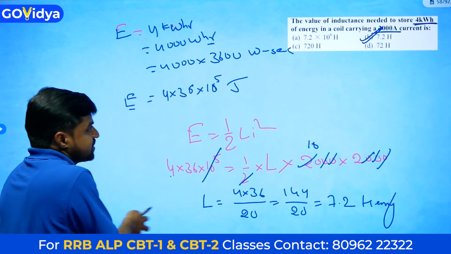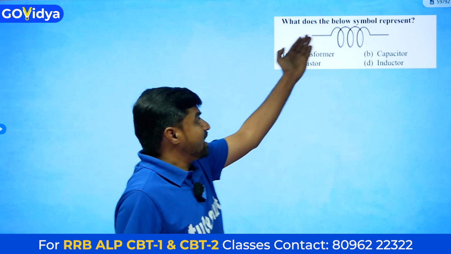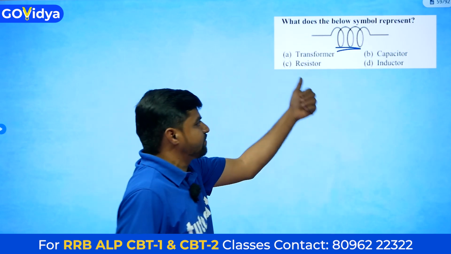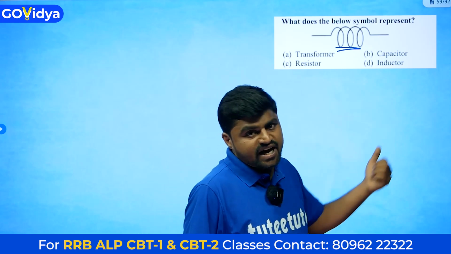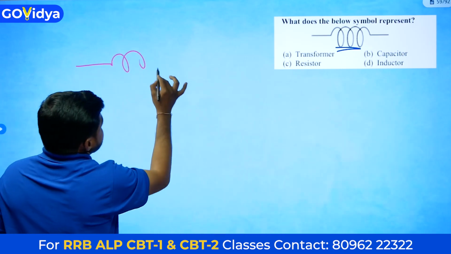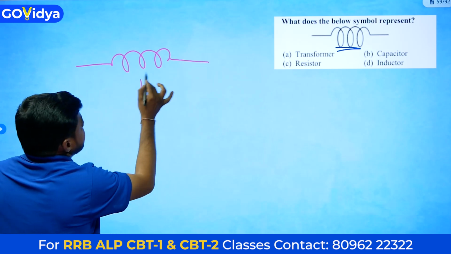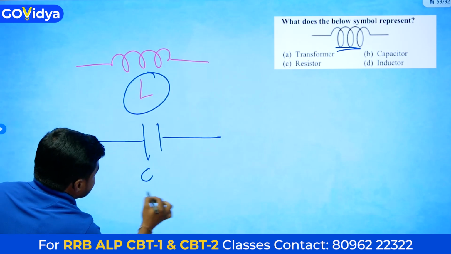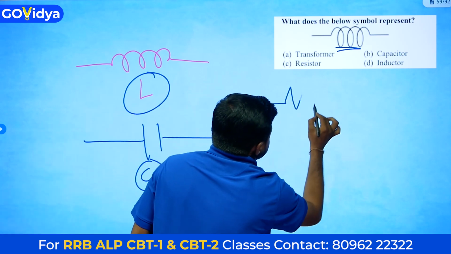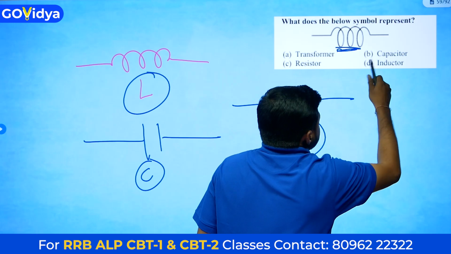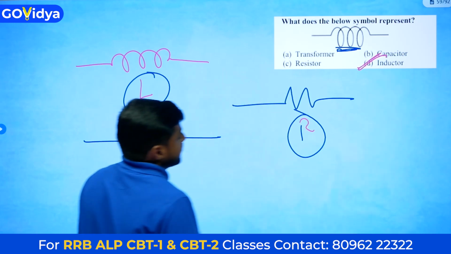Okay. Next question. What does the below symbol indicate? Transformer, capacitor, resistance or inductor. This is the symbol for inductor. Another one is the symbol for capacitor. Another one is the symbol for resistor. Here the inductance symbol is given. From the options, option D is the correct answer.